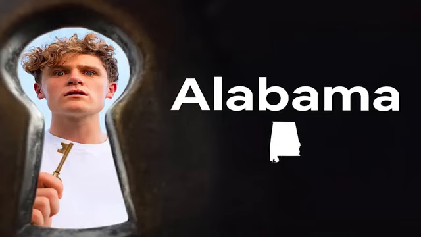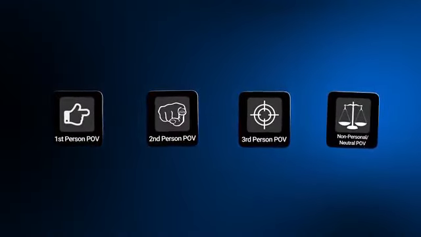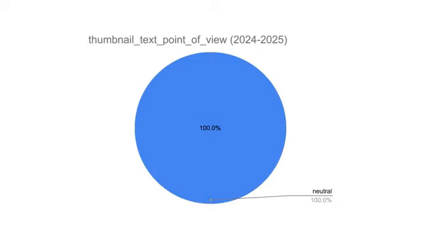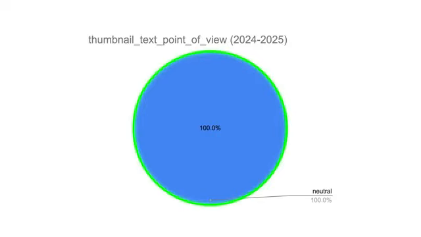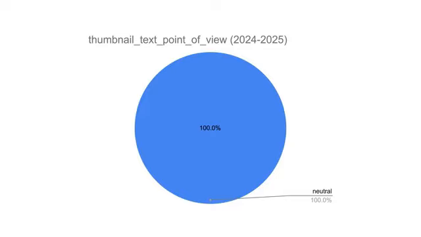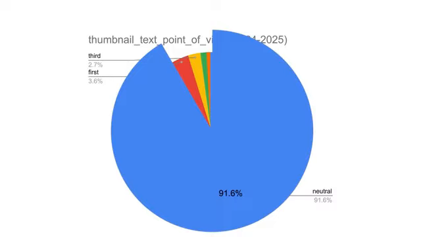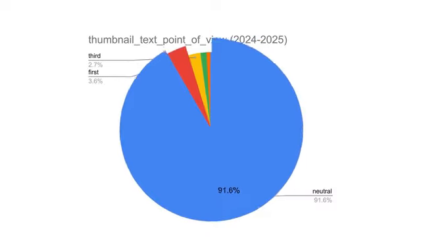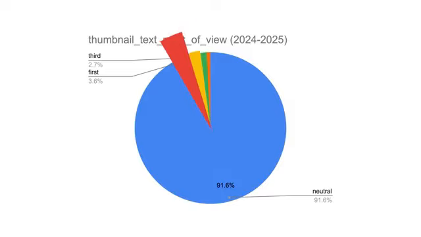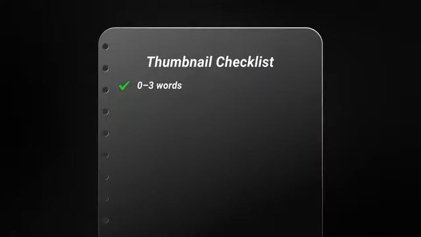So the question is, what point of view do top YouTubers use in their thumbnails? Well, if we look at this graph, which is actually more of a circle, it shows us that 100% of the top 100 YouTubers primarily use neutral language in their thumbnail text. Now, when I first saw this, I thought it might be some sort of mistake. So I also did this analysis on a per video level rather than per channel. And when we do that, we can see 91.6% of the thumbnails use neutral language, 3.6% using first person, and 2.7% using third person. So if we're to continue building out our checklist, it seems like using neutral words in thumbnails would be our next item.